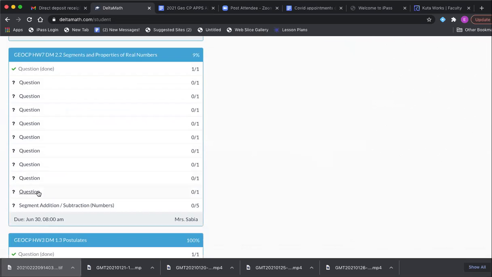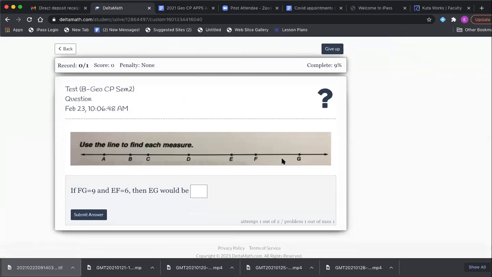Okay, and then let me just show you, I think down here. Yeah, so this is just like what we were just trying. If FG is 9, let's see, FG is right here. That's going to be 9. And then I have EF being 6. So EF right here is 6. They want to know EG, so the whole thing. So in this case, I'm adding those 2 numbers together. So I would get a 15 in this case.